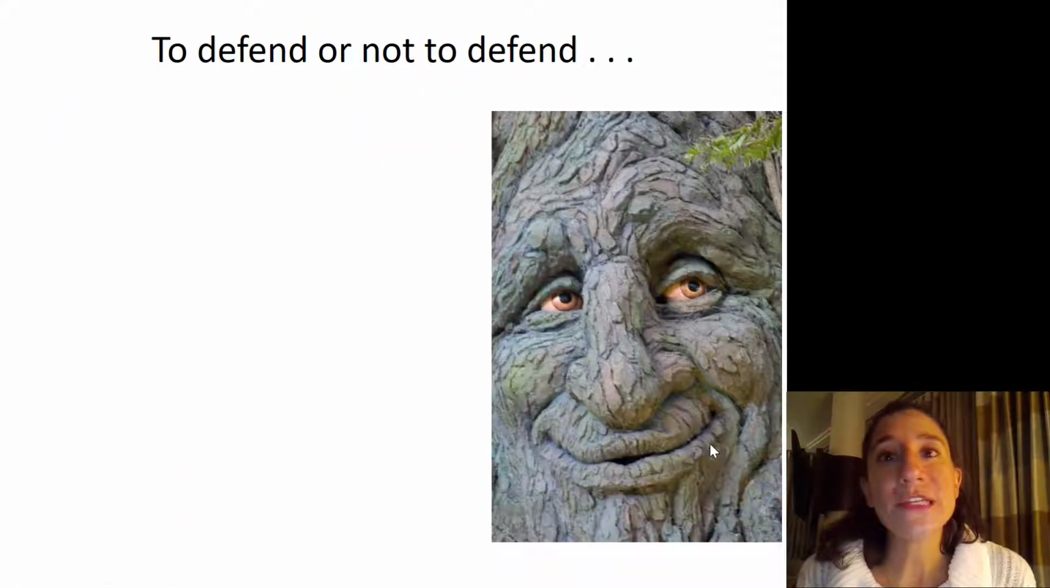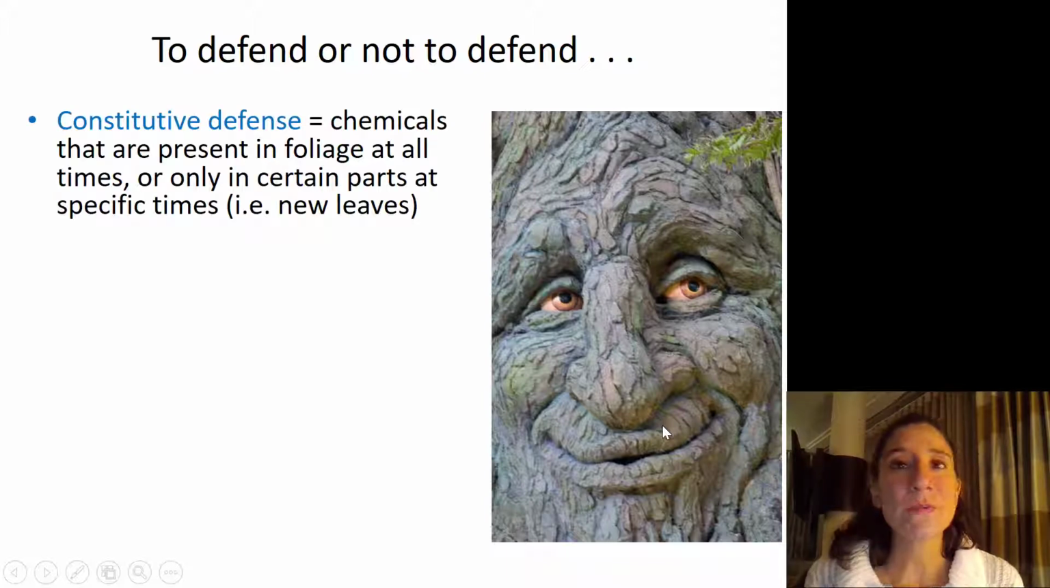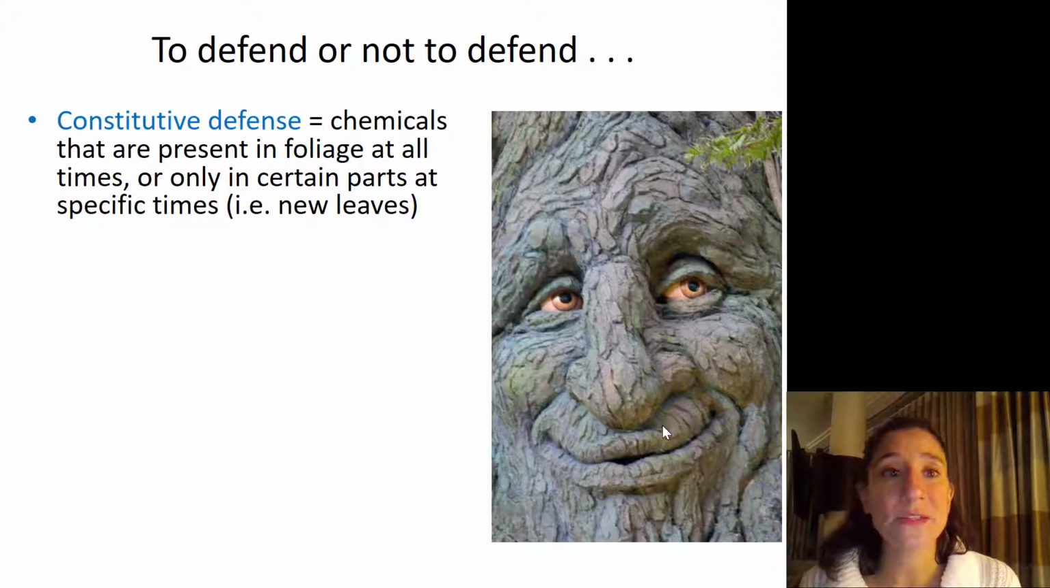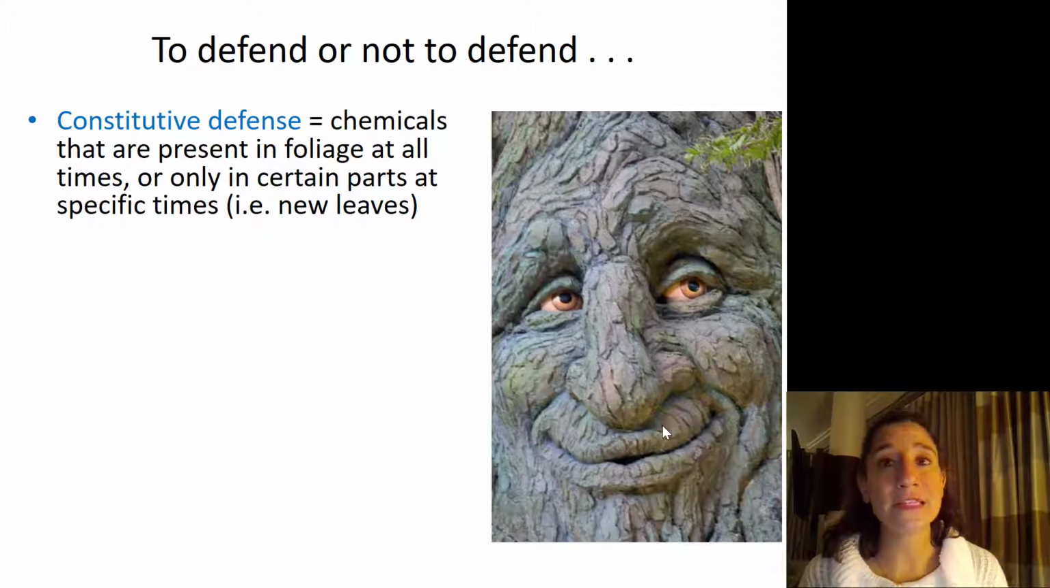Okay, so the question is to defend or not to defend. That is the question, perhaps for an end. So some plants have constitutive defenses where chemicals are present in the foliage at all times, or only in certain parts of the leaves at specific times, like in new leaves, the tenderest and most appetizing to insects. But the idea with constitutive defenses is even if they're present only some of the times, they're present regardless of whether or not an insect pest is present or a phytophagous insect is present or not.